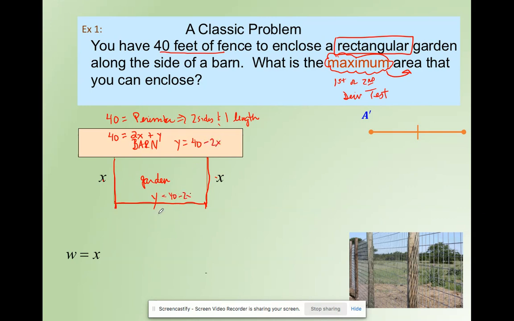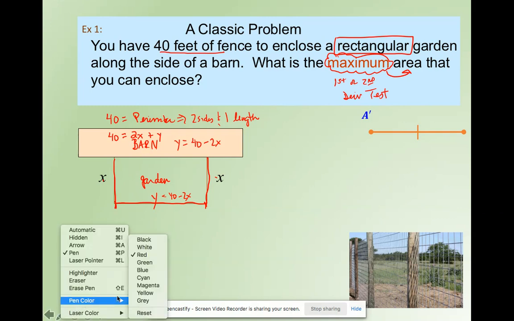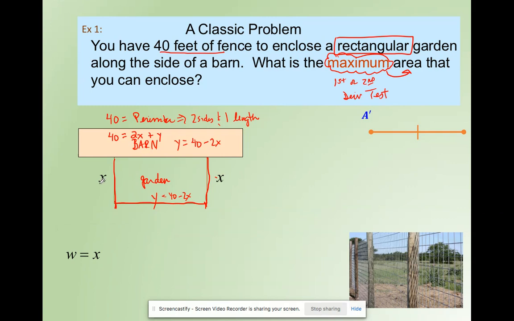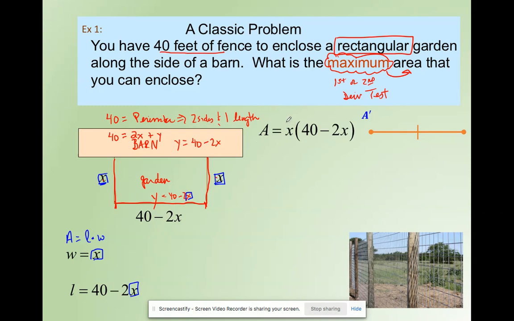So notice I now have the 2 sides and the 1 long length in terms of x. Yay! Why do I care? Because the area of any rectangle is length times width, and now I have both of them in terms of x. So there's my area, no calculus. Area is width times length. I'm going to go ahead and multiply that out.